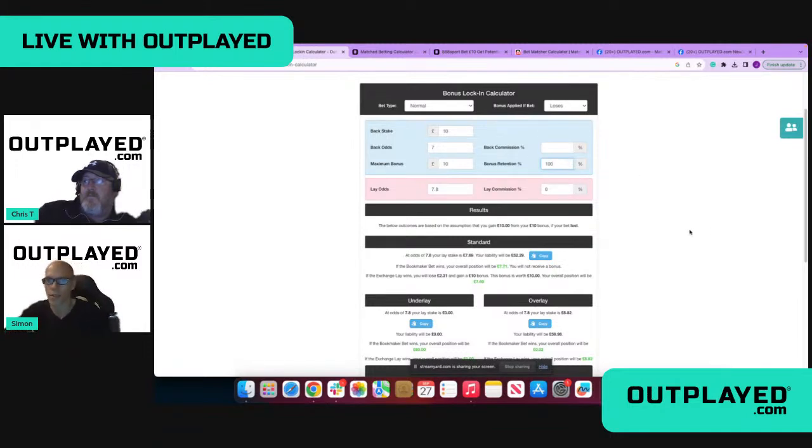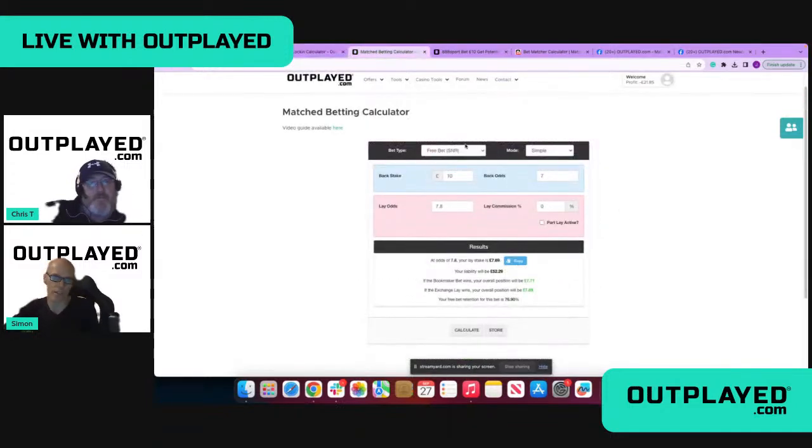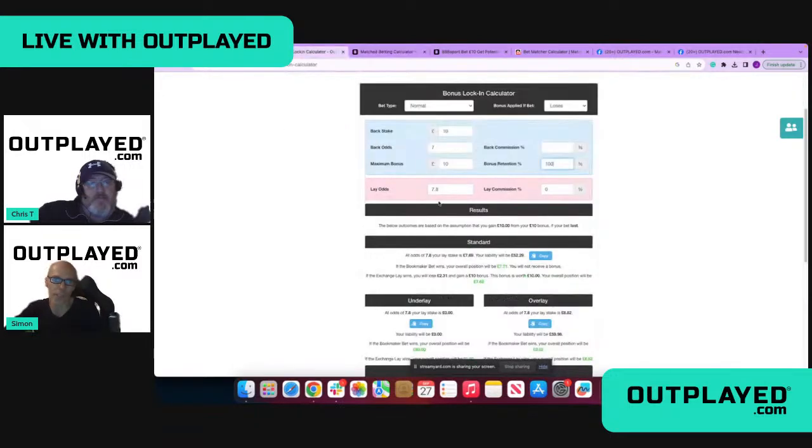So if you're wondering why we say to use free bet SNR mode, it's because it's a simpler calculator, basically. This is actually what's happening. So there you go. So that's the first mode.